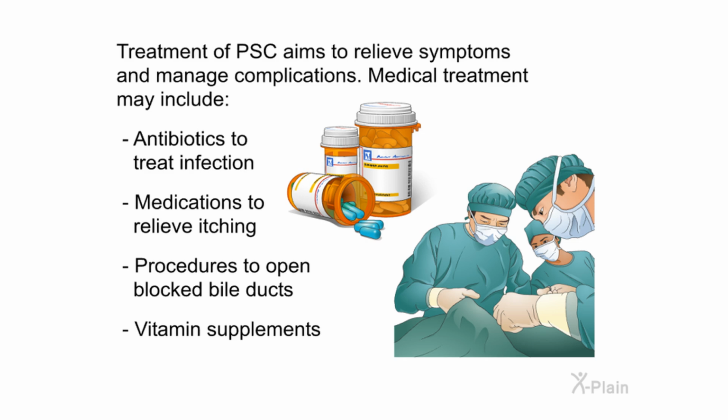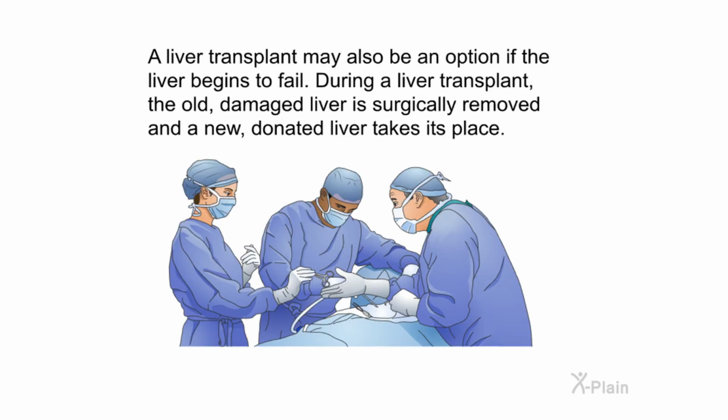Treatment of PSC aims to relieve symptoms and manage complications. Medical treatment may include antibiotics to treat infection, medications to relieve itching, procedures to open blocked bile ducts, and vitamin supplements. A liver transplant may also be an option if the liver begins to fail. During a liver transplant, the old damaged liver is surgically removed and a new donated liver takes its place.